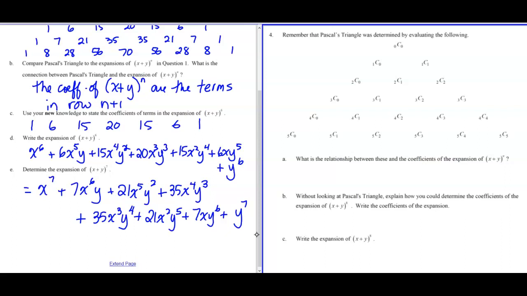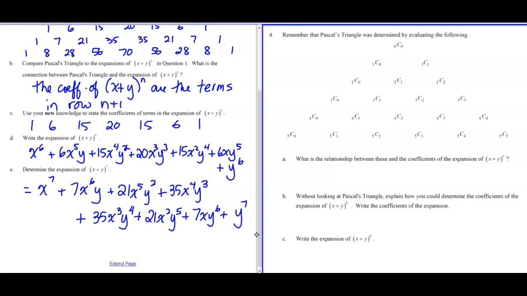So that's why comparing it to Pascal's triangle with your combination notation will make your life easier, especially as that exponent gets bigger and bigger, and say you're only asked for a particular term. So there's Pascal's triangle using the combination notation. Okay, what's the relationship between these and the coefficients of the expansion?